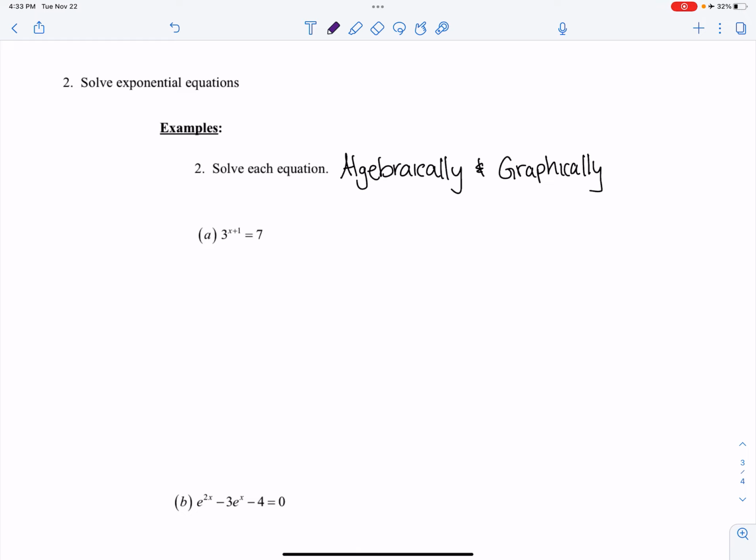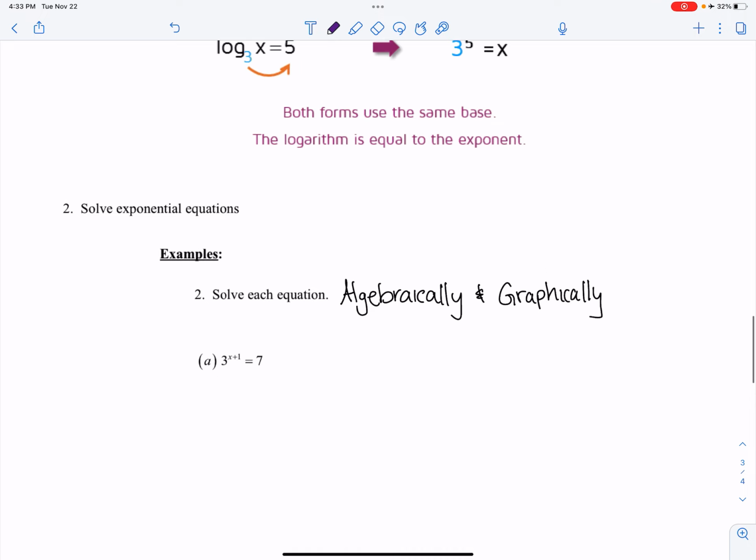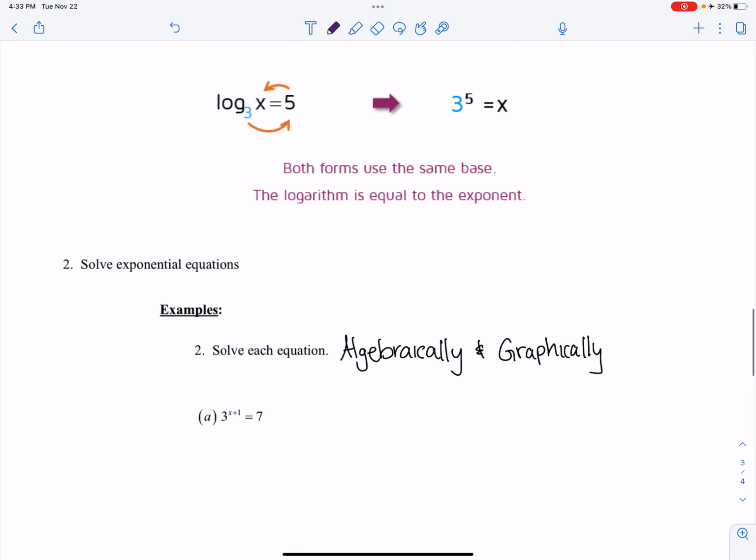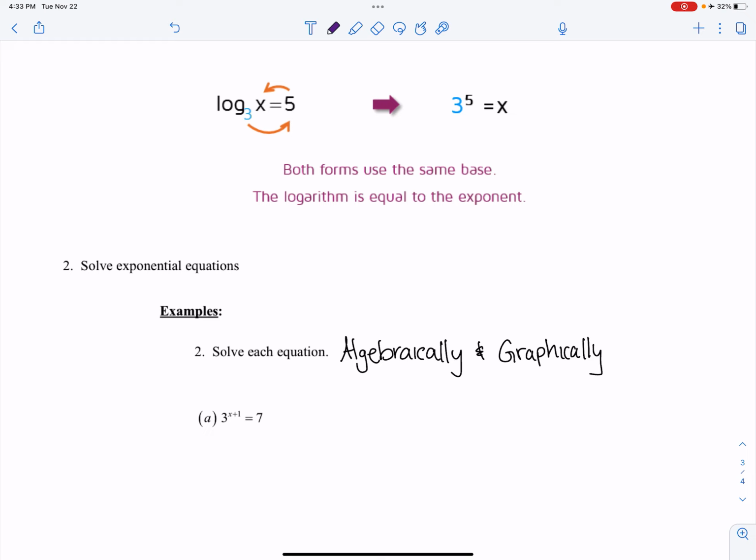Well, we want that x, and it's difficult to get it when it's up there. So what we're going to do is rewrite. Using the rewriting helpful hint up there, we can rewrite 3 to the x plus 1 equals 7 as log base 3 of 7 equals x plus 1. And we're just rewriting it from exponential into logarithmic form.